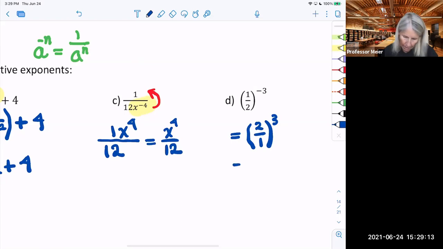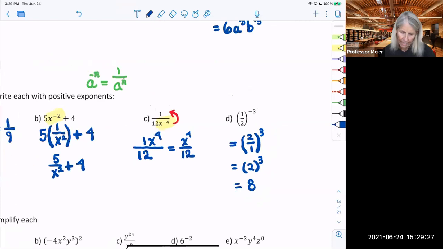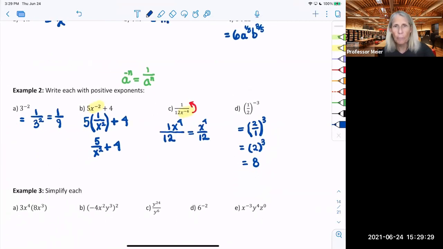Now 2 over 1 is just 2. So this is 2 to the 3rd, and we might as well just clean that up. 2 to the 3rd, 2 times 2 times 2, that's just 8. So I would say 8 is our best answer here. Okay. All right, so working with negative exponents, muy importante, right? They're going to come up quite a bit, and you want to make sure that you're good at flipping them up and down, changing negatives to positives and positives to negatives also.